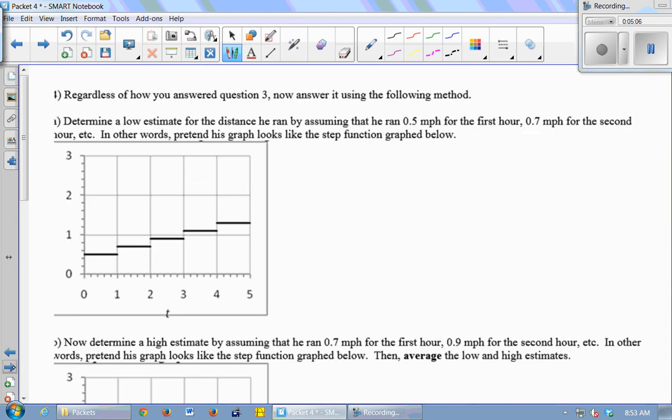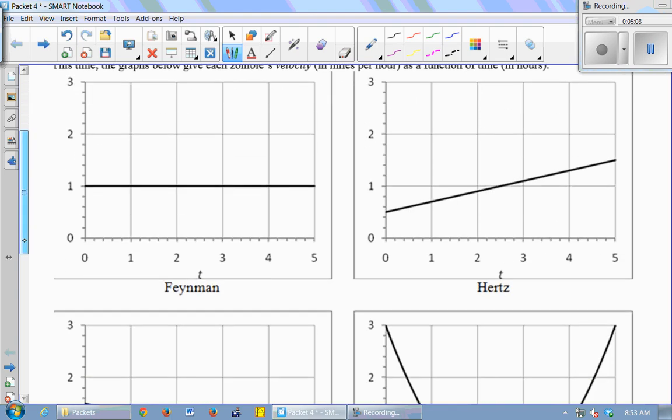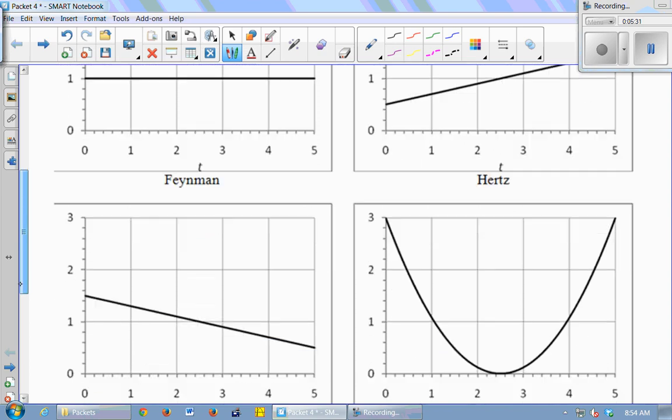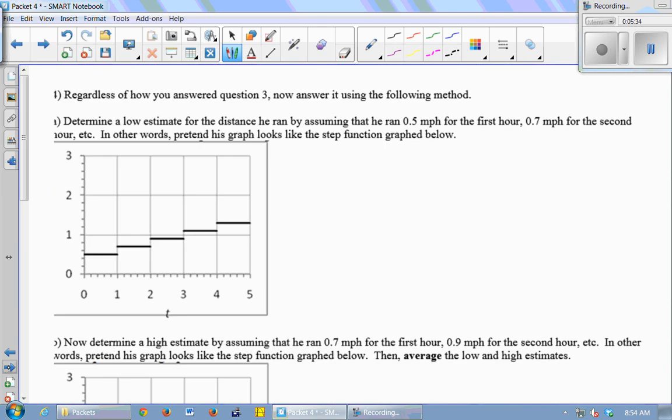All right, so that's a good approach. Did anybody do something different to figure out how fast Hertz was running? Well, the slope of that line would tell you his acceleration, because this is a velocity graph. So its derivative would be acceleration. All right, so here's a method that we could use.